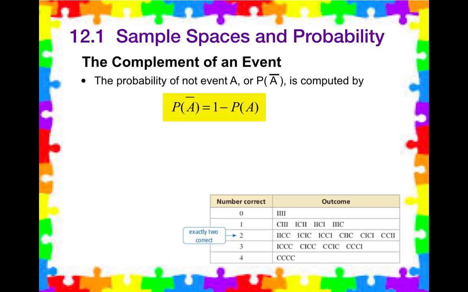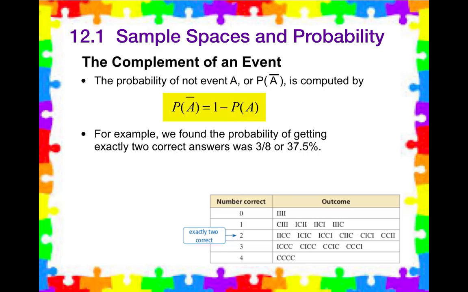The complement of an event is the probability of not having that event happening. So if we have an event A, then the probability of not A is the complement, and it's computed by 1 minus the probability that A will happen.